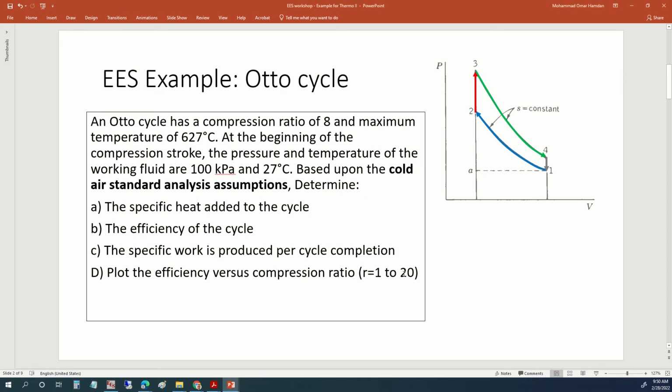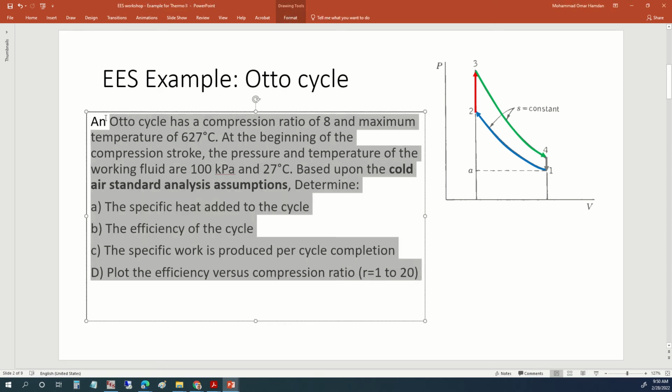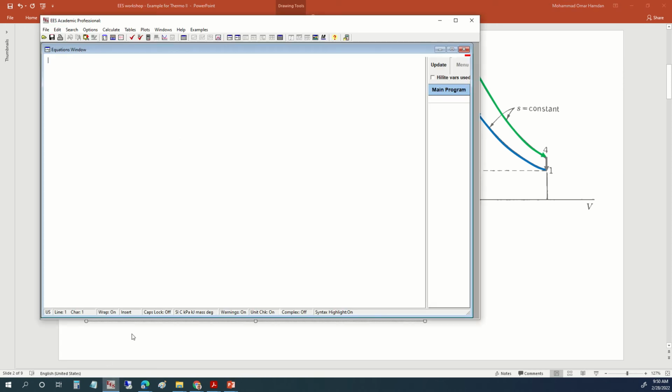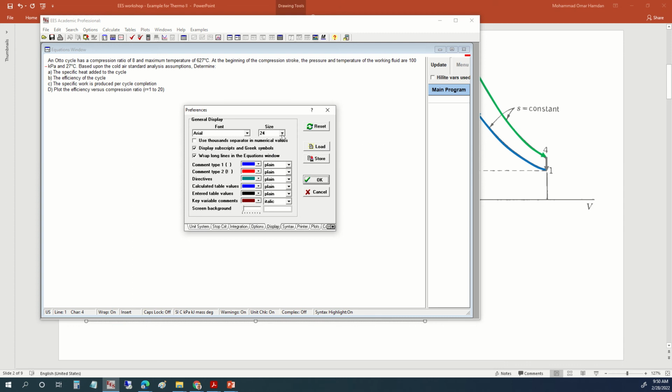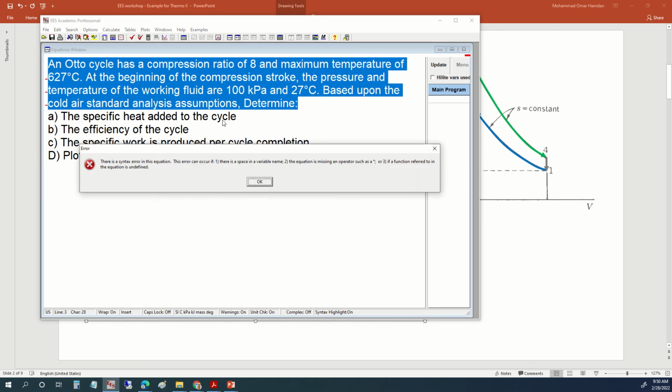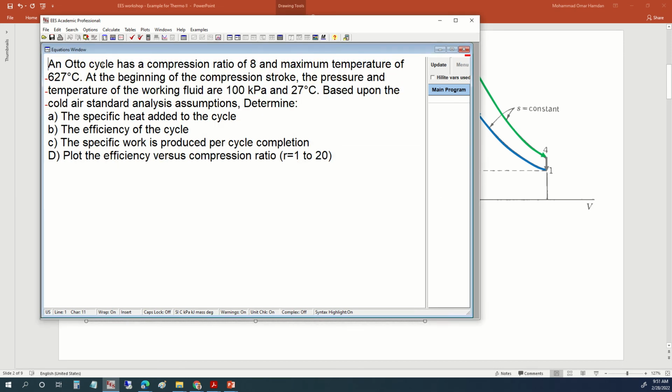Now to solve this on EES, I will copy the problem and go to EES. I have EES open, so here is my screen and I'm gonna write it here. First thing, I will go to options preference and change the size of text to 24 so it looks bigger. Another thing I'm gonna do, I'm gonna comment this with wiggly brackets. So now this is the text. You can see it now turns blue. This text will not be read as a command line.